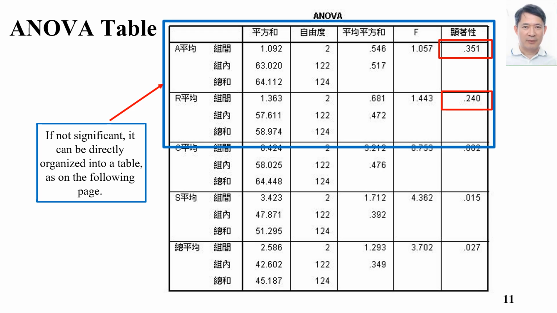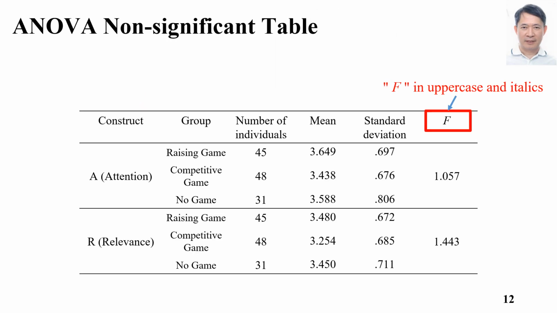Next, let's look at the results of ANOVA. We focus on the significance values on the right. We will notice that for the first 2 variables, A and R, their significance values are greater than 0.05, meaning they are not significant. However, the bottom 3 variables, C, S, and total average, have achieved significance.